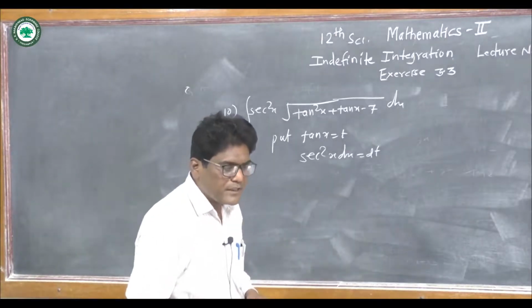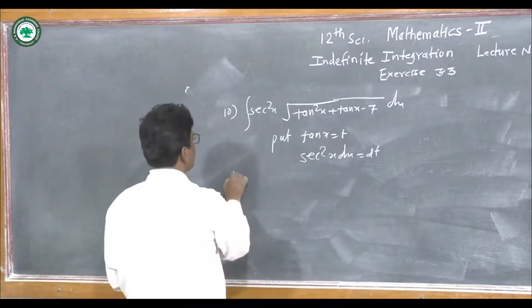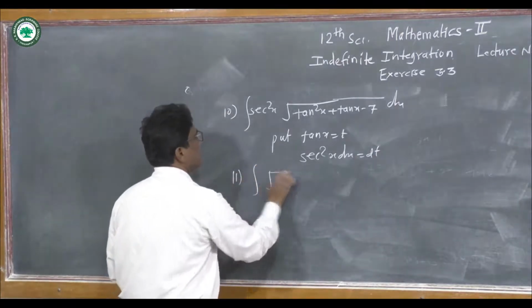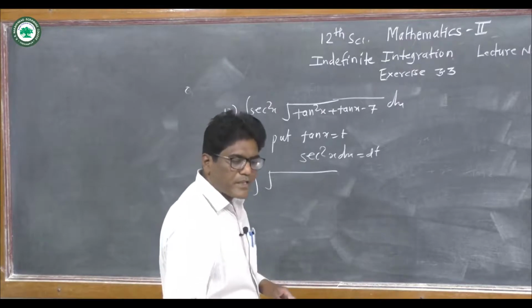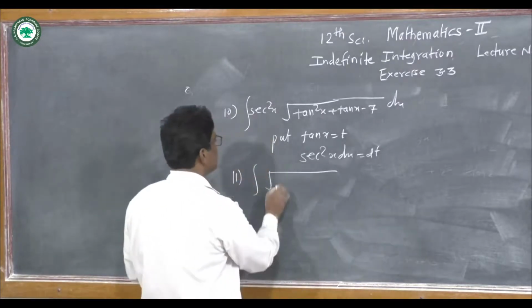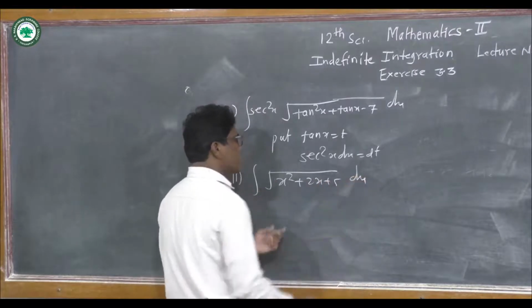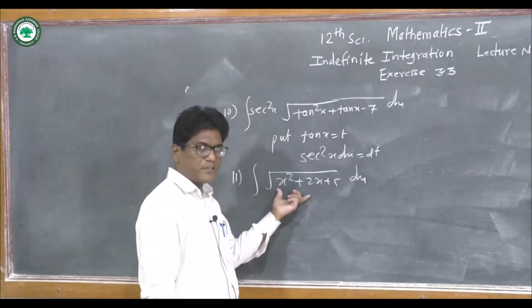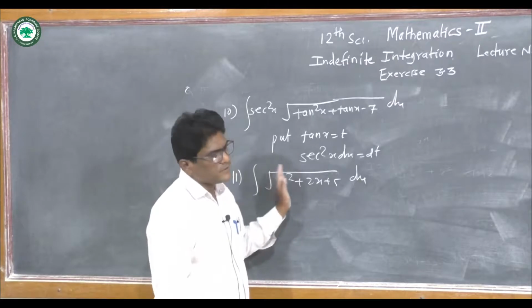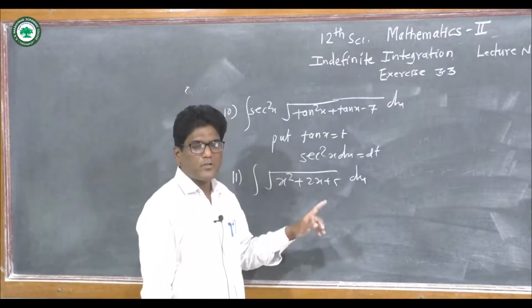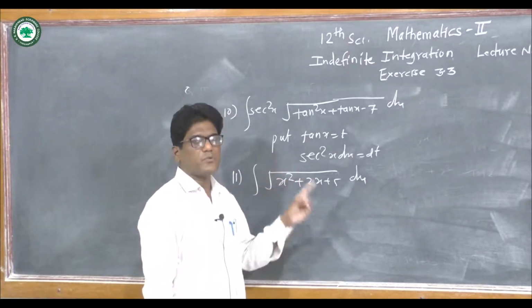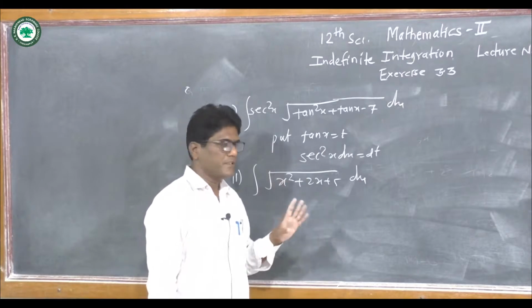And here 11th problem is similar, that is 11th problem integration of under root of x square plus 2x plus 5 dx. Here also complete the square adding third term and convert this problem into standard form, that is integration of root of x square plus a square dx.